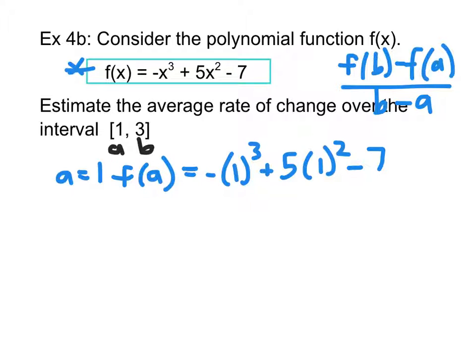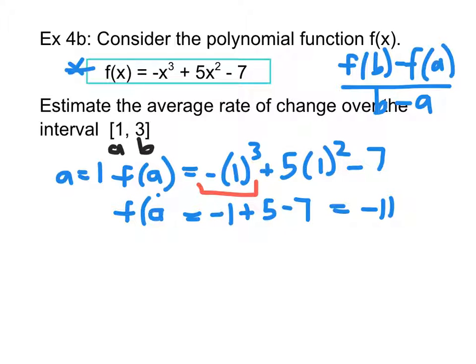Again, if I'm doing this in my calculator, I'm going to type this in first and figure out what it equals. If I do 1 cubed, I get 1 times a negative gives me a negative 1. If I square 1, I get 1 times 5 is a 5, and then minus 7. If I put those together, we have negative 1 plus 5, which gives me a negative 4, minus 7 gives me a negative 11. And that is going to be my f of a value. I'm going to write it over here. I know f of a.